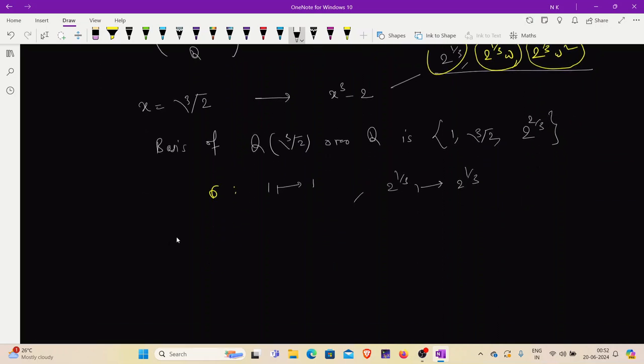So I can finally write here that Aut of Q(∛2) over Q is just the identity map over Q(∛2). So this is all about automorphisms of a field and fixed field. Further, we will discuss more concepts of Galois theory, which will be useful in the proof of the fundamental theorem of Galois theory. Thank you.